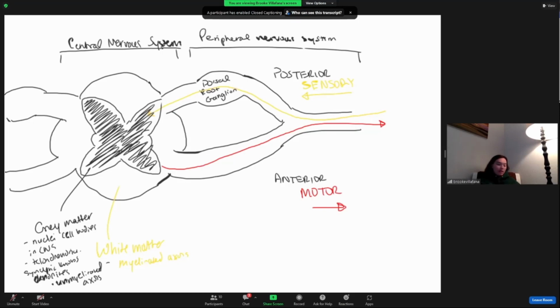So sensory information comes in the back. So let's start doing a little more labeling beyond just sensory information comes in the back. So we call this part right here the trunk of the spinal nerve.